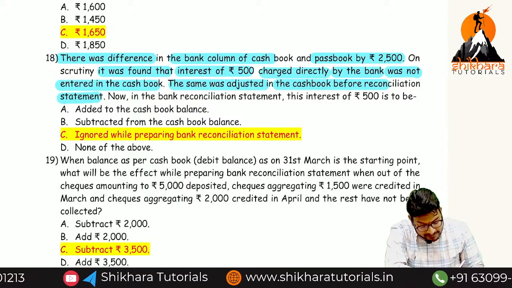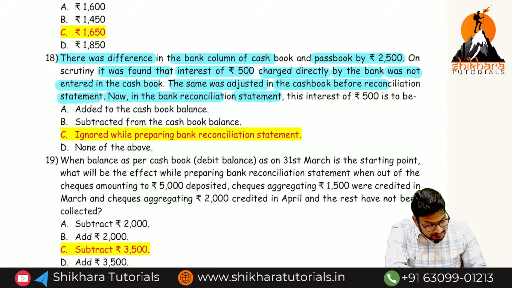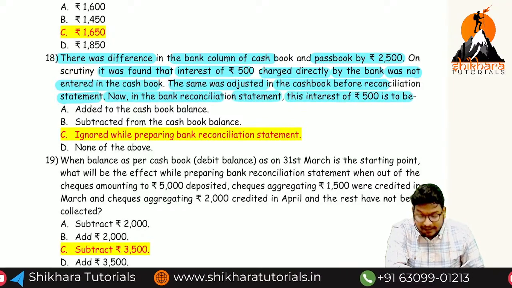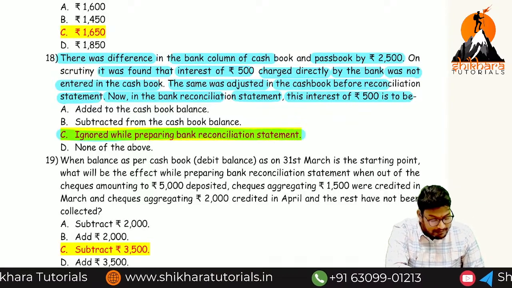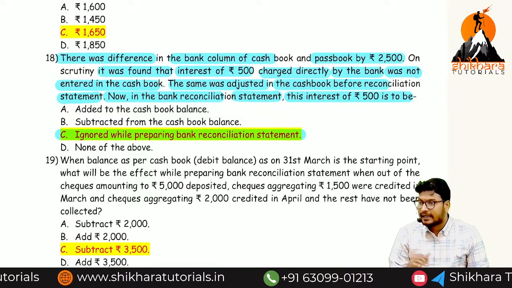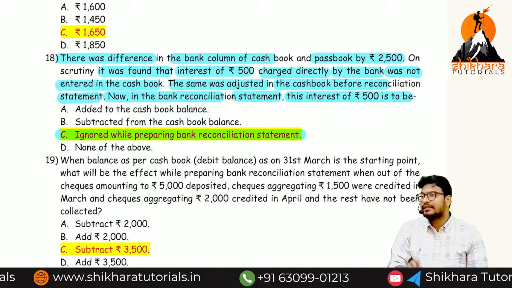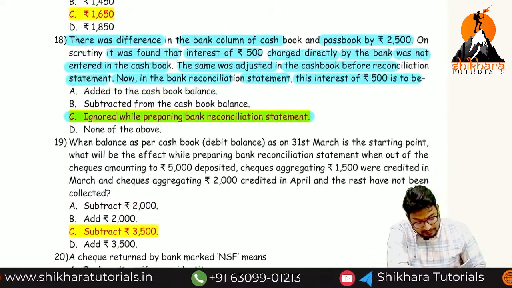So now they are asking that in the bank reconciliation statement, this interest of rupees 500 is to be added, to be lessened, or to be ignored? To be ignored. Because we have already rectified our mistake through the amended cash book. Now, adjusted means what is called amended. So this is also important.